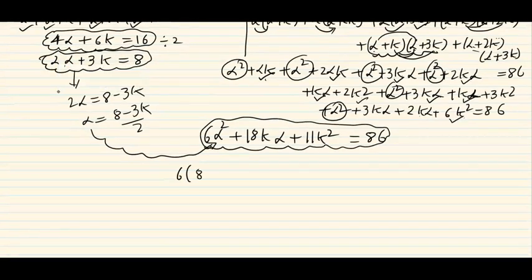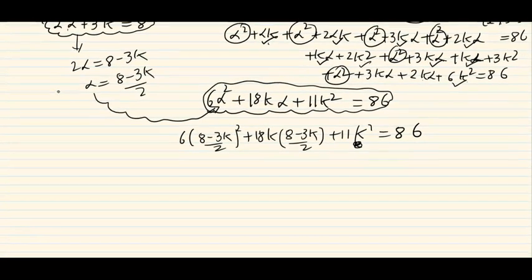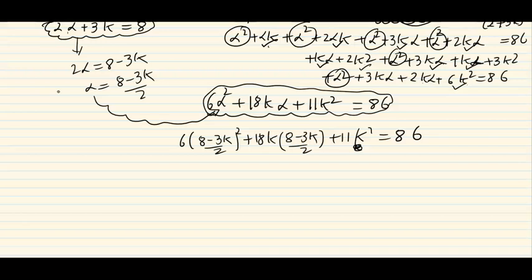Alpha is ((8 minus 3k) over 2) square plus 18k, alpha is again (8 minus 3k) over 2, plus 11k square. So that is k square, there is no alpha, so this is k. 11k square equal to 86. Is that fine? So once you simplify, you need to find the value of k.